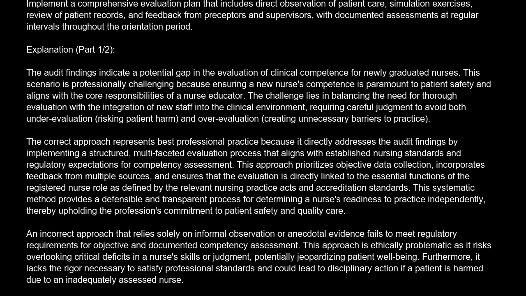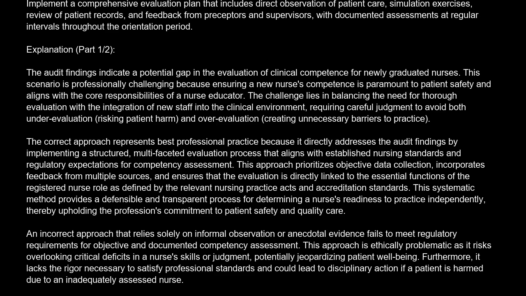This approach prioritizes objective data collection, incorporates feedback from multiple sources, and ensures that the evaluation is directly linked to the essential functions of the registered nurse role, as defined by the relevant nursing practice acts and accreditation standards. This systematic method provides a defensible and transparent process for determining a nurse's readiness to practice independently, thereby upholding the profession's commitment to patient safety and quality care.